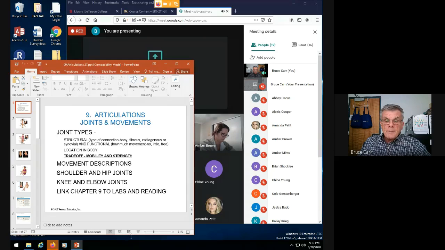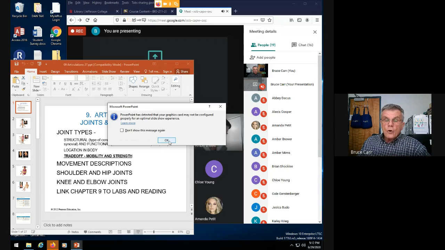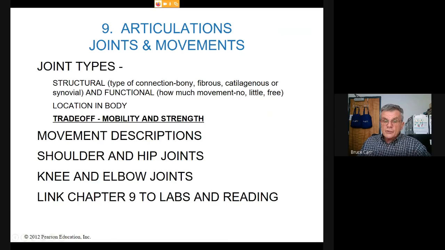So I'm going to start today by talking about joint types. Another term for that is articulation. Articulation is a term for what happens when two levers come together and move relative to one another. That spot where they move is called an articulation or a joint.